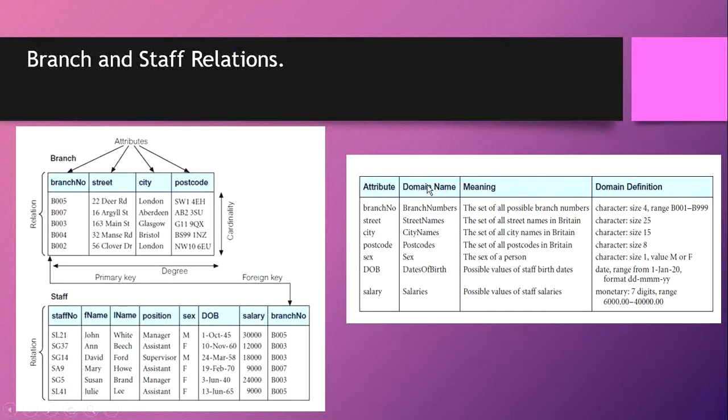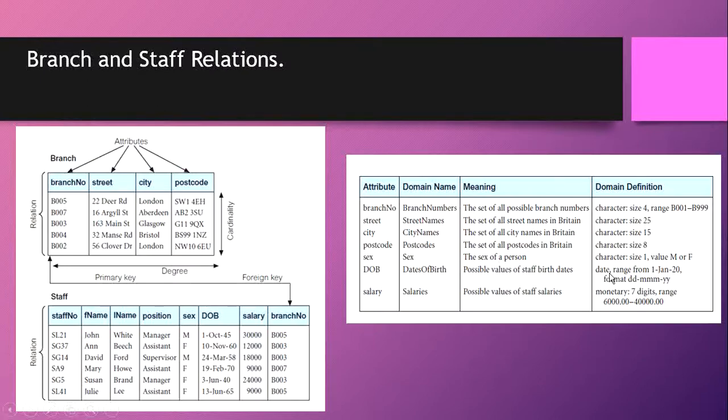Here we see the domain name. For the attribute branch number, the domain name is branch numbers, the set of all possible branch numbers. Here the domain definition is that it will be of type character, size 4, and the range will be between B001 to B999. So all the branch numbers in the branch table must be within this range. We define the domain for this branch number, and all the values must follow this domain constraint.